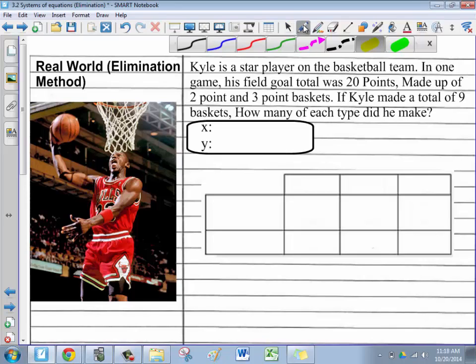Well, let's do a little real world problem right now. We got Kyle. He's a star basketball player. He looks very similar to Michael Jordan for some reason. And in one game, his field goal total was 20 points.